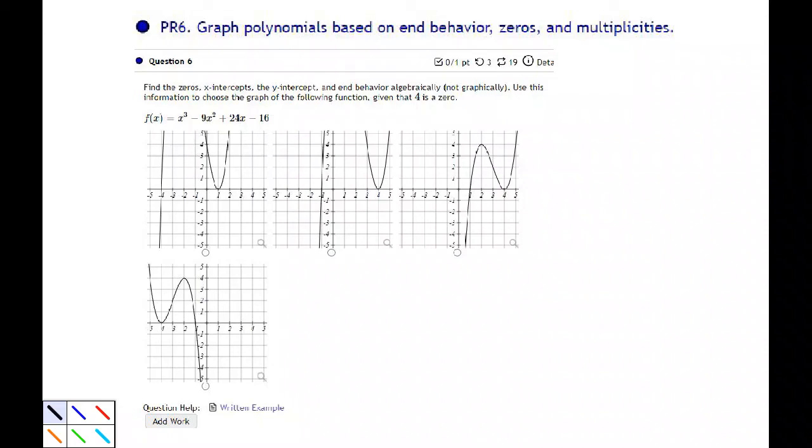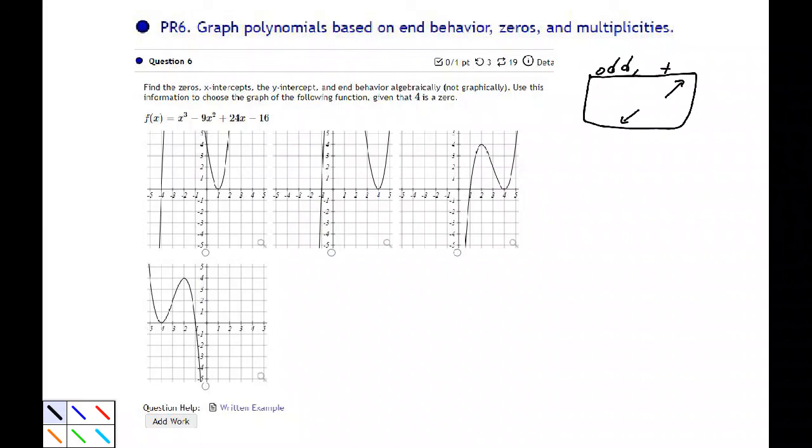I know it's a cubic, and in fact, for end behavior, this is going to be an odd positive. It has a positive leading coefficient, and the x cubed is the highest exponent. That's an odd number. So odd and positive will fall to the left and rise to the right. So we know that the graph we choose should fall to the left and rise to the right.